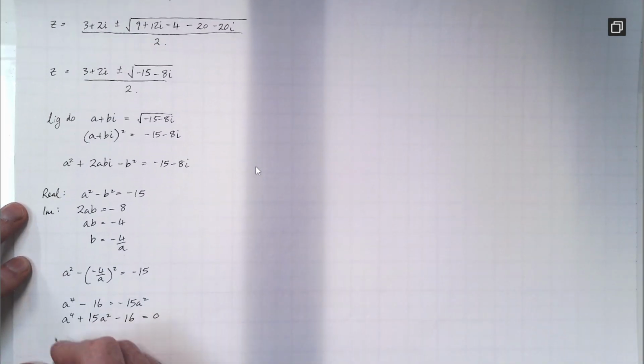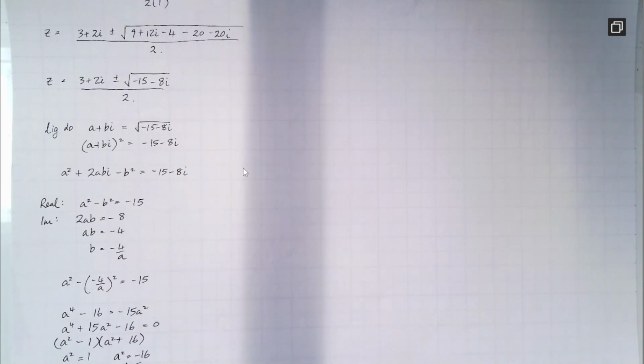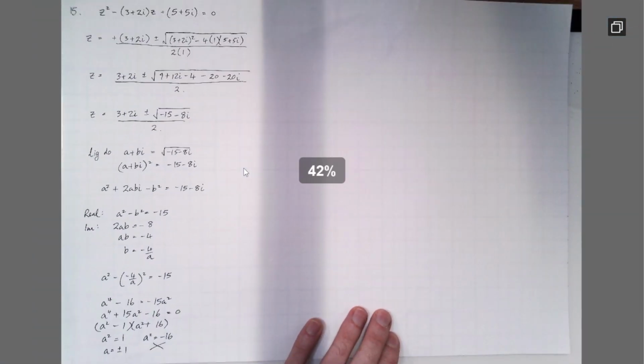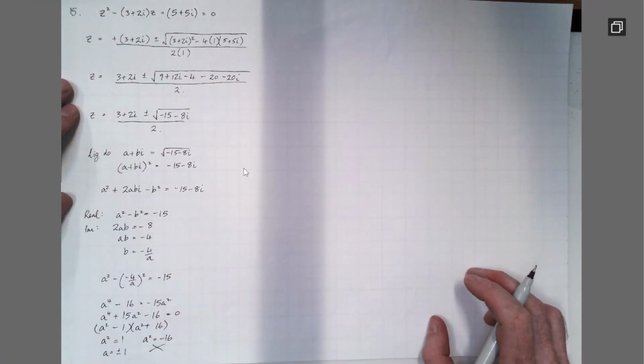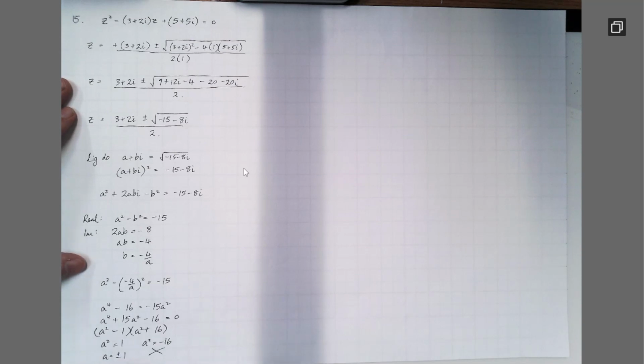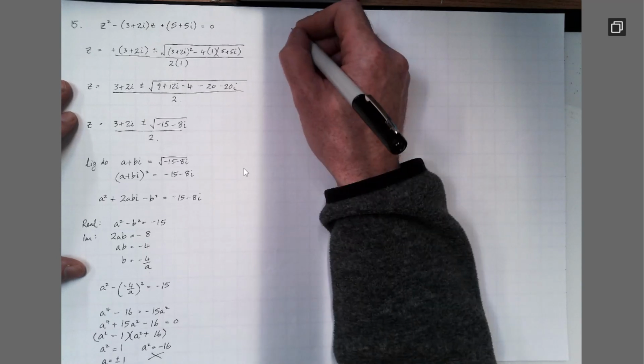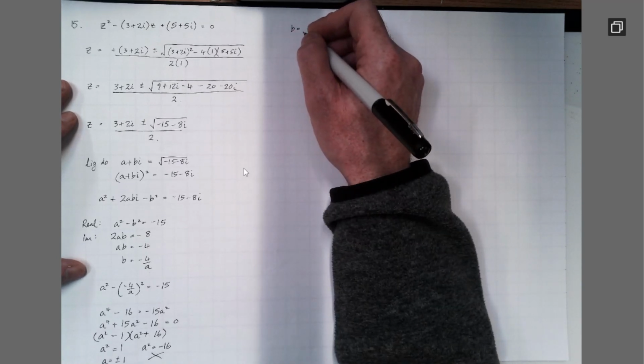So we factorize: a squared plus 16 and a squared minus 1. So a squared equals 1, so a equals plus or minus 1. A squared equals minus 16, so we can ignore that. Now the next step, with a equals plus or minus 1, we need b. So 2b equals minus 8, so b equals minus 4 over a.